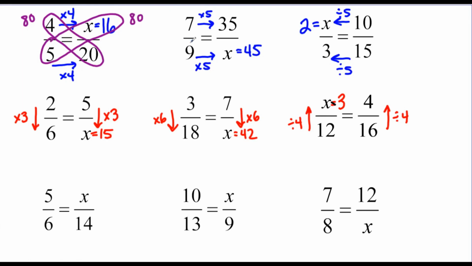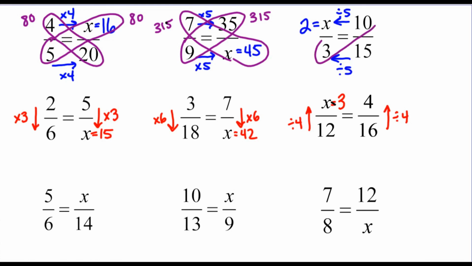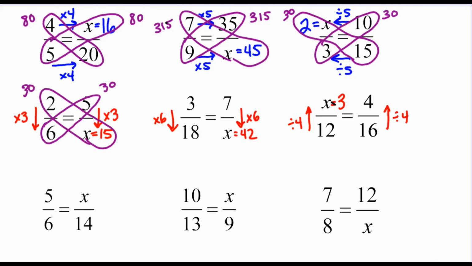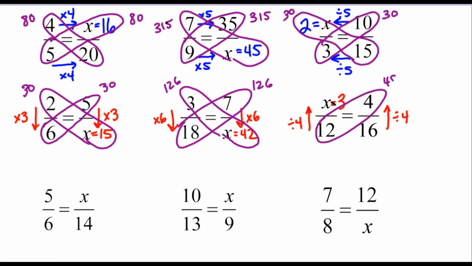Looking at the next one, 9 times 35 is 315, and 7 times 45 is 315. In the next one, 3 times 10 is 30, and 15 times 2 is 30. In the next one, again, we have a cross product here. 6 times 5 is 30. 15 times 2 is 30. 42 times 3 is 126. 18 times 7 is 126. 12 times 4 is 48. 16 times 3 is 48.